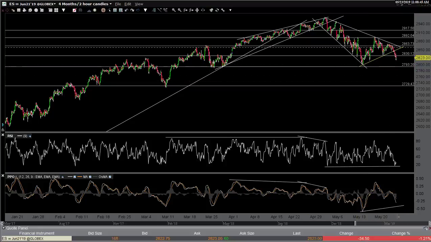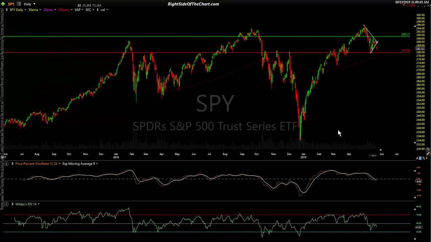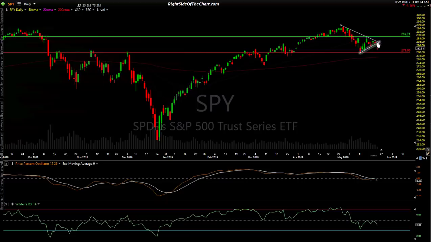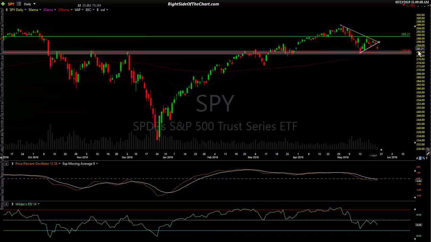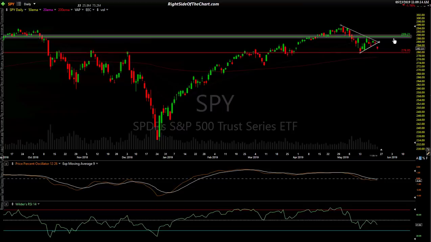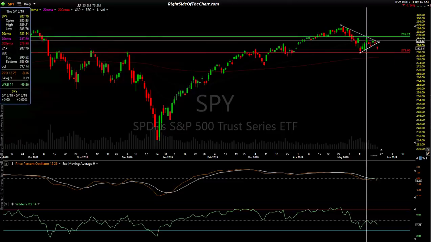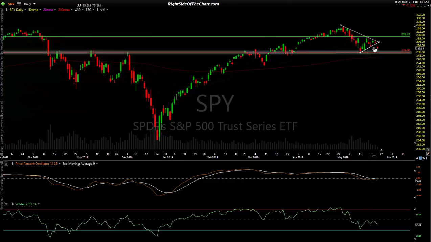Bigger picture, let me just loop back to that, because that's usually where I start. Bigger picture is this. The market is between a rock and a hard place. The rock being, whichever one you want to call it, about 279, 280 right there on the downside, the recent lows, and then the recent highs right here, that reaction high about 289.